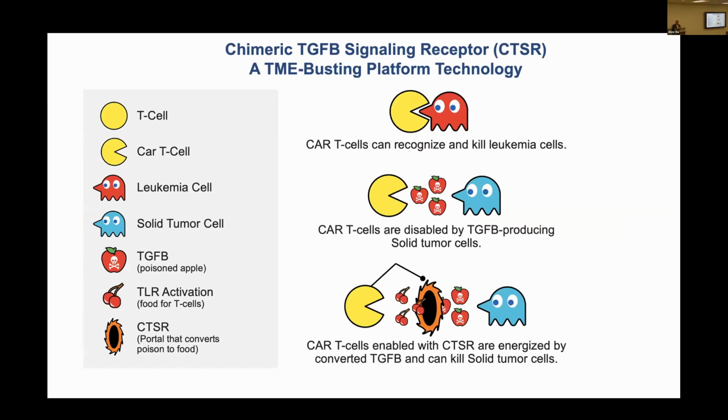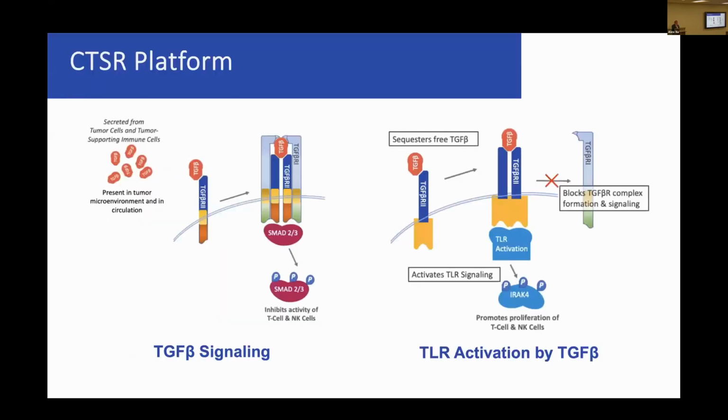So this is my cartoon for a very simple modification. You have a T cell, a modified T cell we call a CAR T cell. They kill leukemias perfectly. TGF-beta is the poison. We created a portal that takes the TGF-beta poison and converts it to a particular energy source for T cells that's not very well known: toll-like receptor signaling, which is a very primitive immune response in many immune cells. So this is basically what we did.